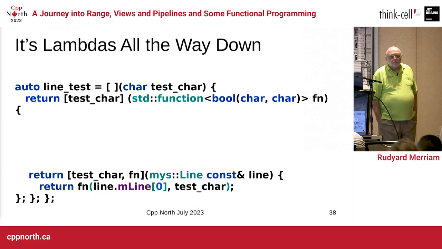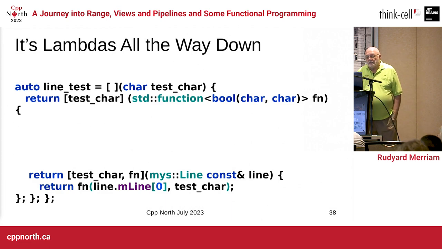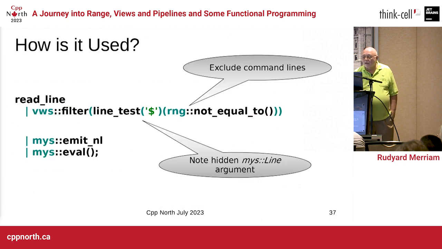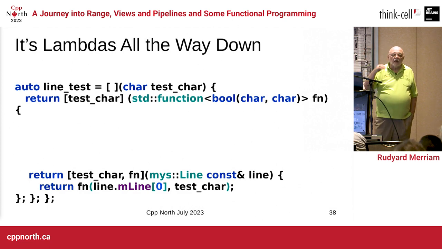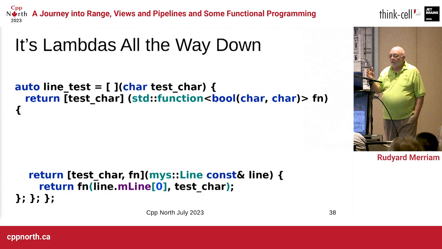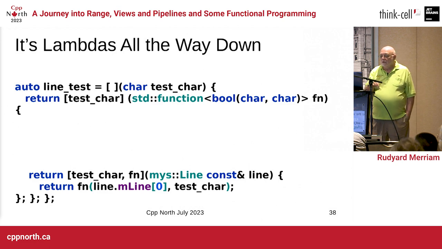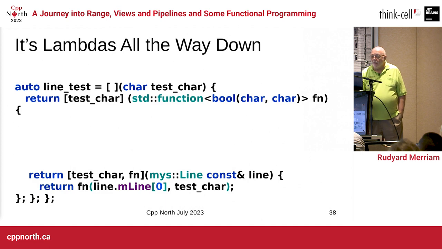How do we do this? Well, it's lambdas all the way down, like turtles. You know, line test, first lambda. So the first two lambdas are simply capturing the trailing arguments. We get the test character, we pass it as a capture to the next lambda, which is going to get the function that we want to use. Both of those are passed and captured to the third lambda.